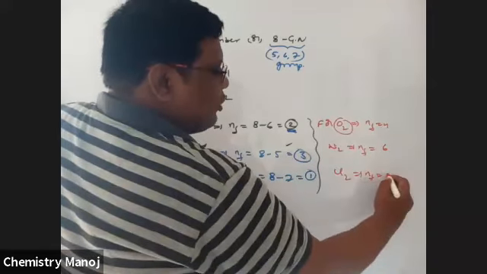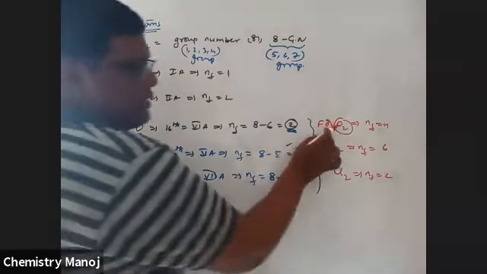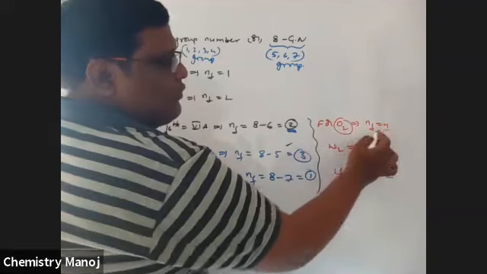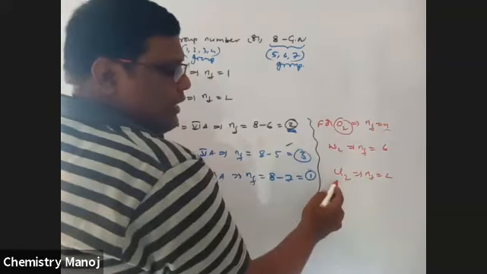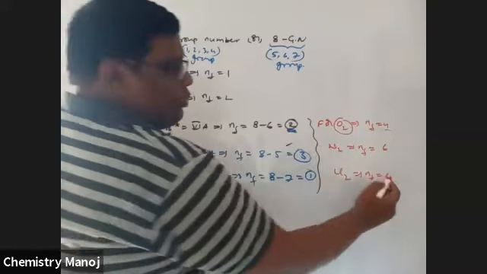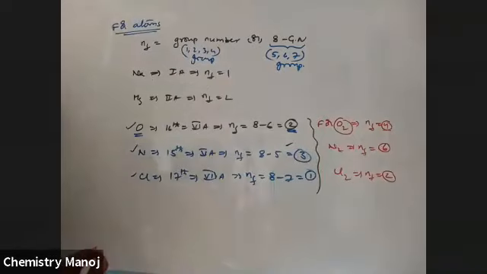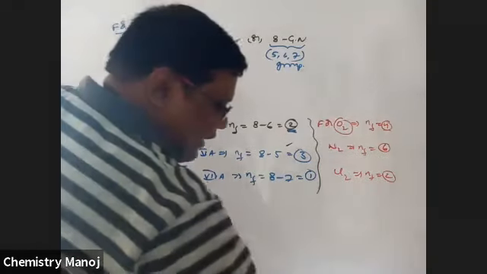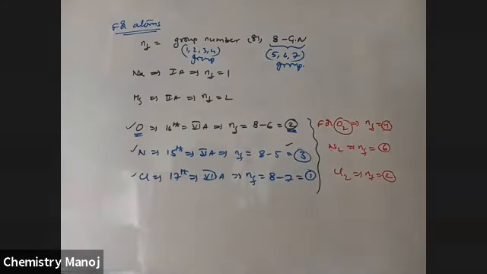N factor is equal to 2 only. So for one oxygen, N factor is 2; for two oxygens, 4. For one nitrogen, N factor is 3; for two nitrogens, 6. For one chlorine, N factor is 1; for two chlorines, 2 only. So double the number, double the N factor. Like this, N factors are identified for particular elements, in particular for atoms.